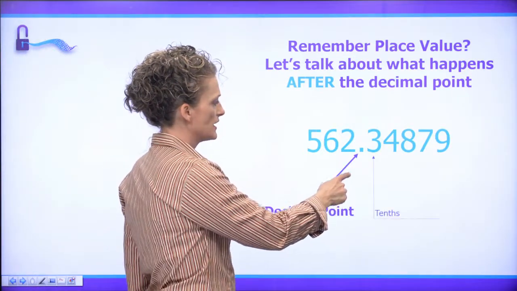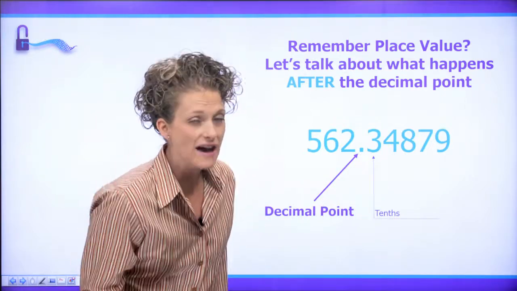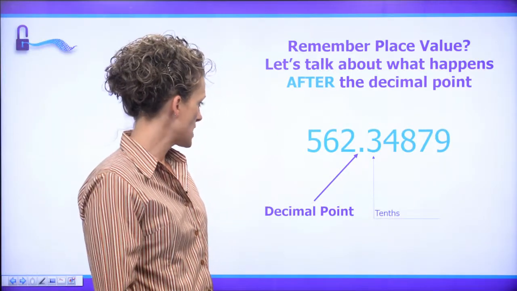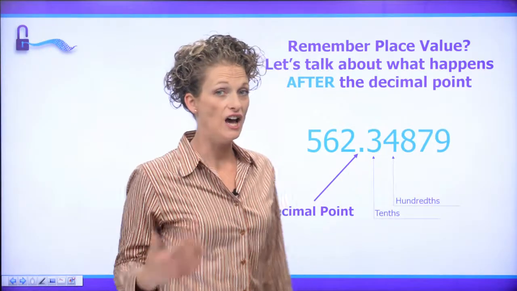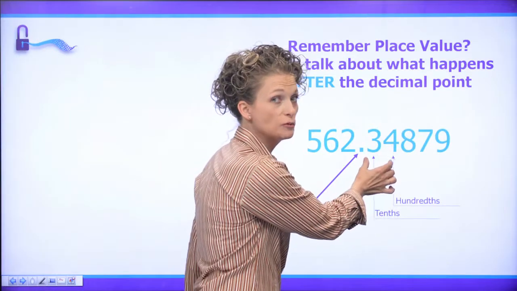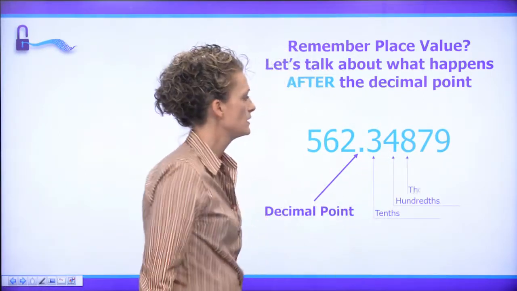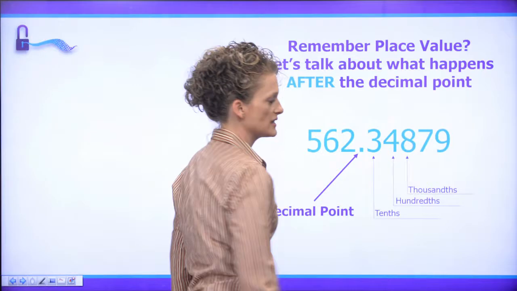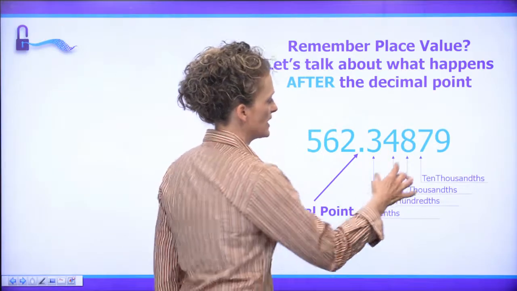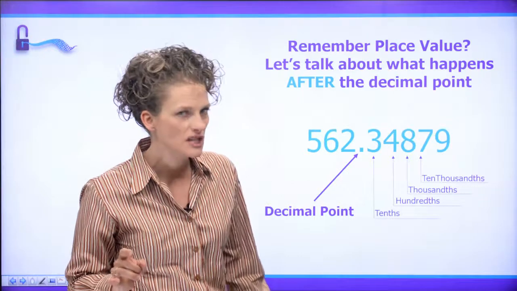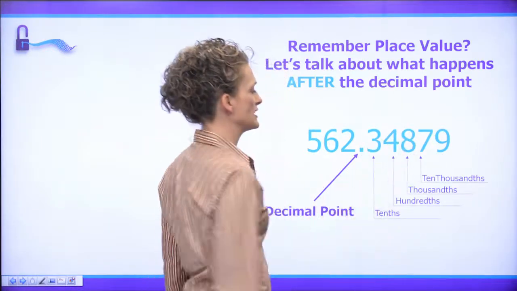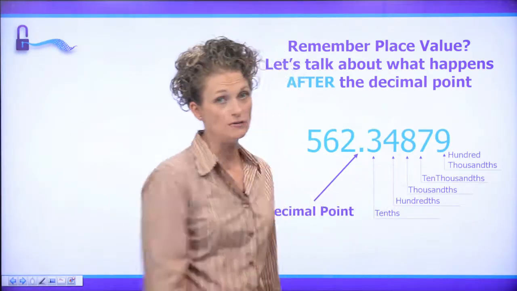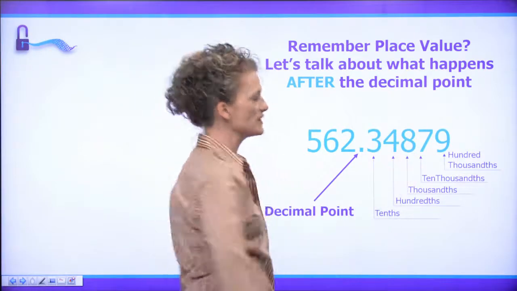There's the decimal point, and the number that is directly after the decimal point is in the tenths position. The number 4 is in the hundredths position. Notice it's 2 places from the decimal point. Then the next one is the thousandths position, and it's 3 places from the decimal point. Then the 7 is in the 10,000ths position, and it is 4 places from the decimal point. And you have the 100,000ths position, which is 5 places from the decimal point.